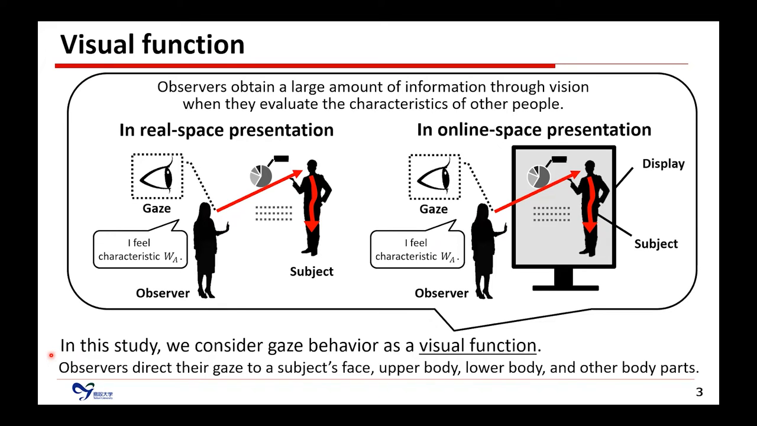In this study, we consider gaze behavior as a visual function. Observers direct their gaze to a subject's face, upper body, lower body, and other body parts in online space interaction.